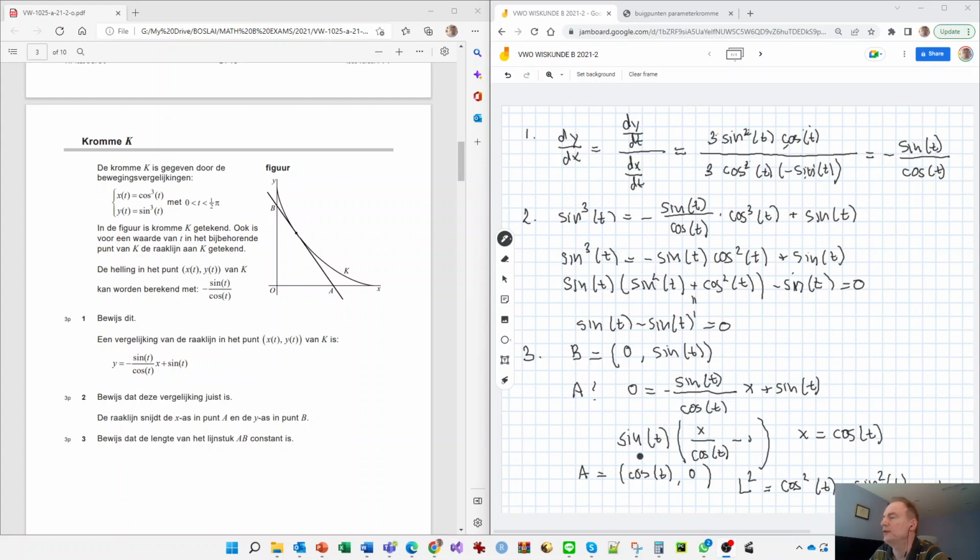I'm not sure if points are withdrawn if you don't point that out, the situation that sine of t is 0. Otherwise I would still write it down.